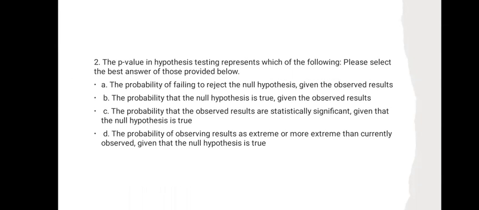The P value in hypothesis testing represents which of the following? Please select the best answer below. The probability of failing to reject the null hypothesis; the probability that the null hypothesis is true given the observed results; the probability that the observed results are statistically significant; the probability of observing results as extreme or more extreme than currently observed given that the null hypothesis is true. The answer would be D, the probability of observing results as extreme or more extreme than currently observed. So we compare that P value with the test statistic. So D is the right answer.